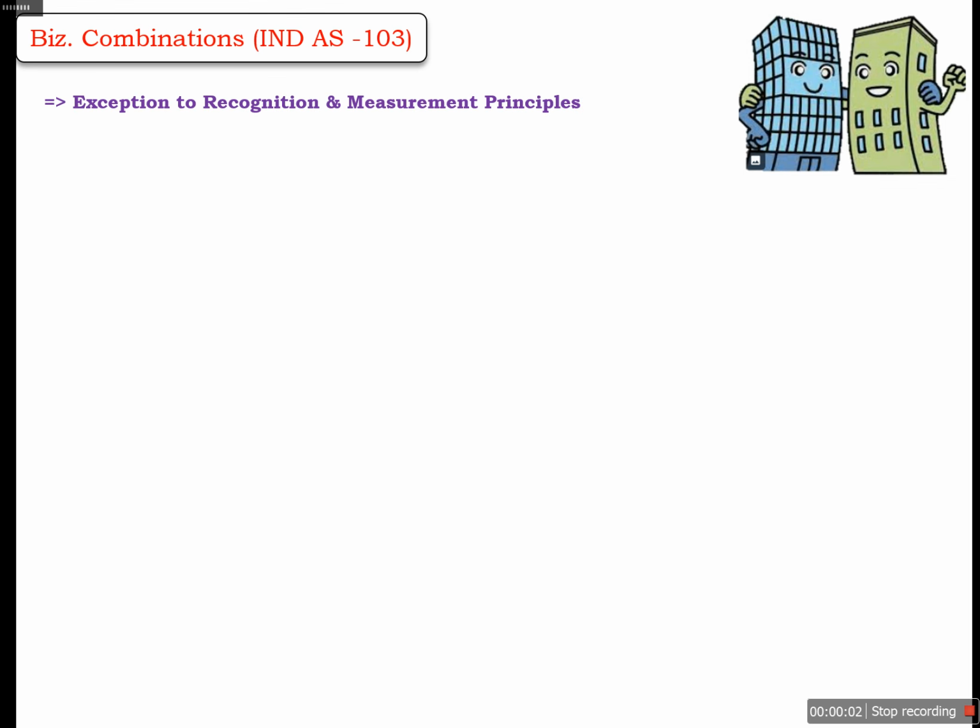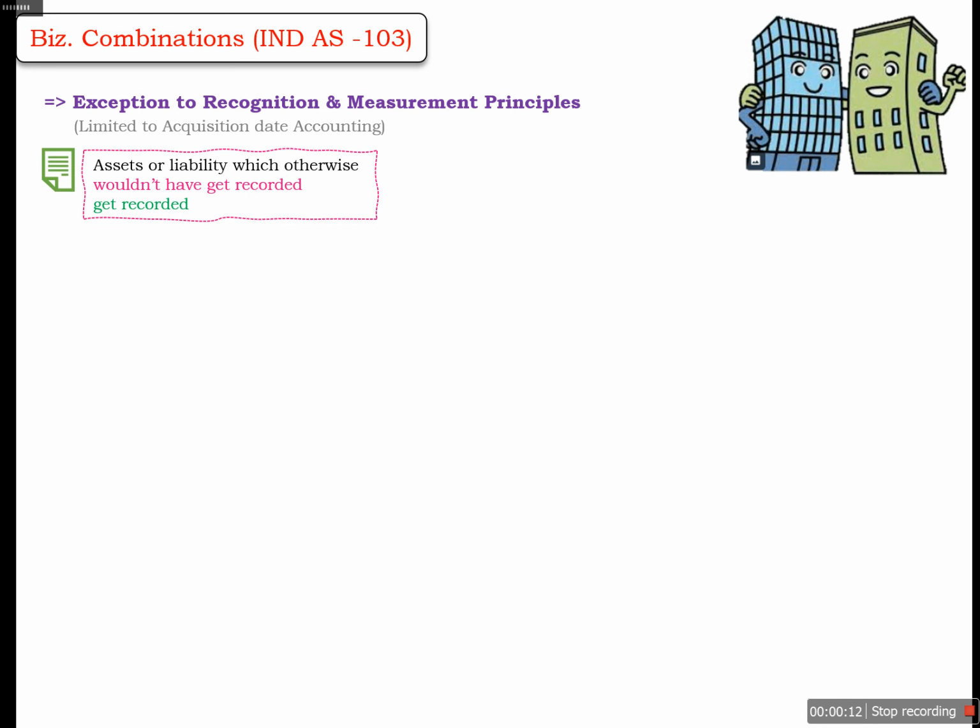Let's discuss the exception to recognition and measurement principles. These exceptions are limited to the acquisition date accounting. Thereafter, these exceptions will not be applicable. And these exceptions can be divided into two major categories.